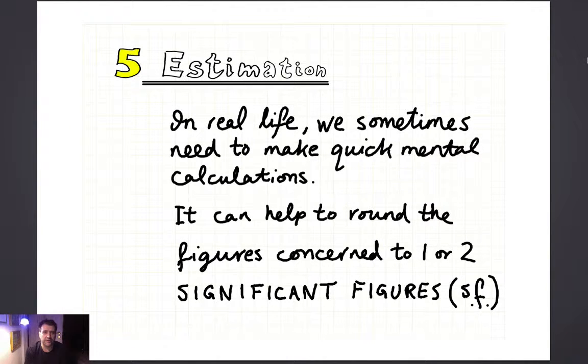MYP3 Unit 2 Chapter 5 was a quick chapter about estimation and having to round numbers off to a certain number of significant figures to help you make quick mental calculations.